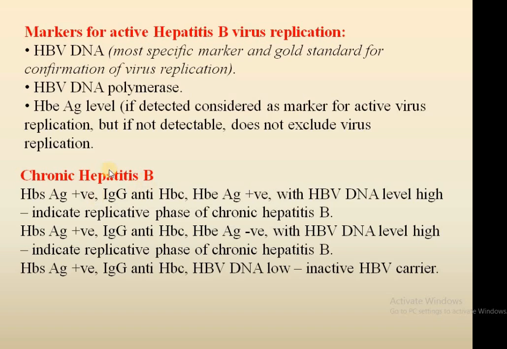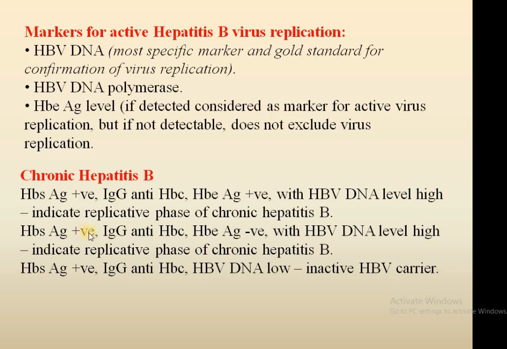Similarly in chronic hepatitis B, now let us see this. HBsAg positive, as I told you, can be a marker for a chronic case. IgG type of anti-HBc again denotes chronicity because the active state is IgM. Then HBeAg positive denotes the highly infective state, with HBV DNA level high. So this indicates the active phase, this indicates the chronic phase. This complex indicates the chronic active phase of hepatitis B with virus replication. It indicates the replicative phase of chronic hepatitis B.